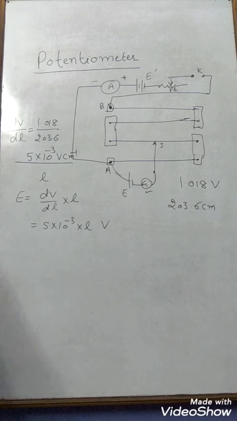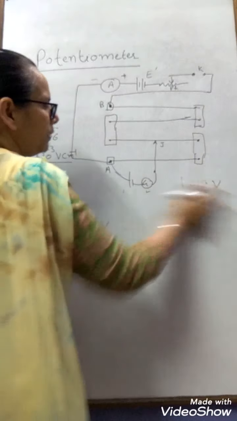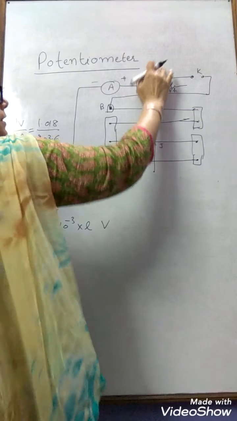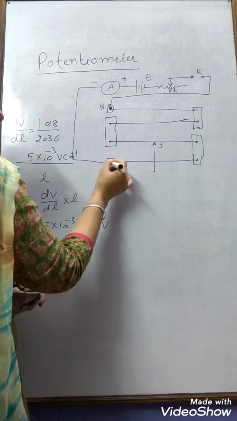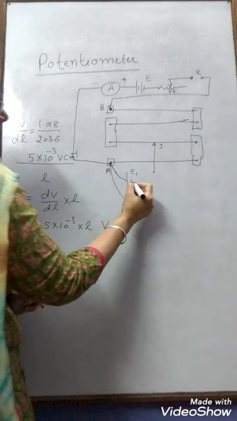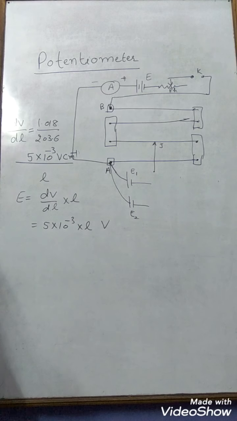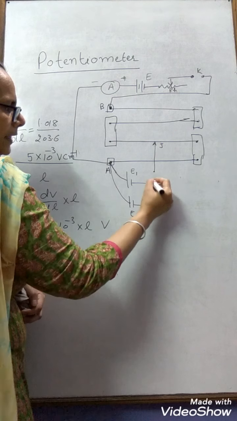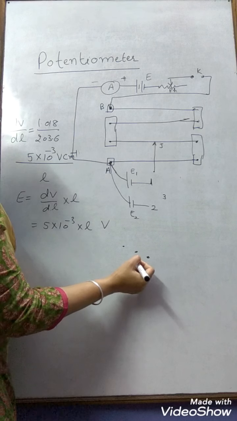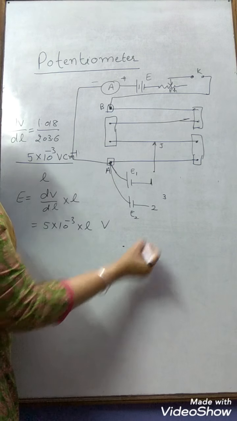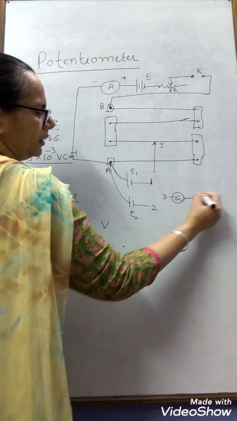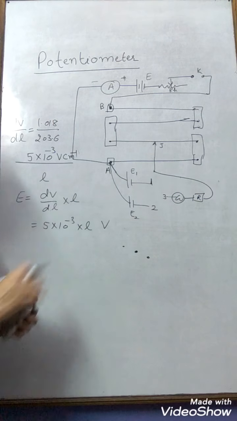And for the second application, we have to compare the EMF of two cells. The remaining circuit is the same auxiliary circuit. Here we use two cells. The positive terminals of E1 and E2 are connected to end A, and the negative terminals of both cells are connected to a two-way key. This is the one-way key, but here we have the two-way key also. The center is common to both, and this common point is connected with the galvanometer, the resistance box and the jockey.